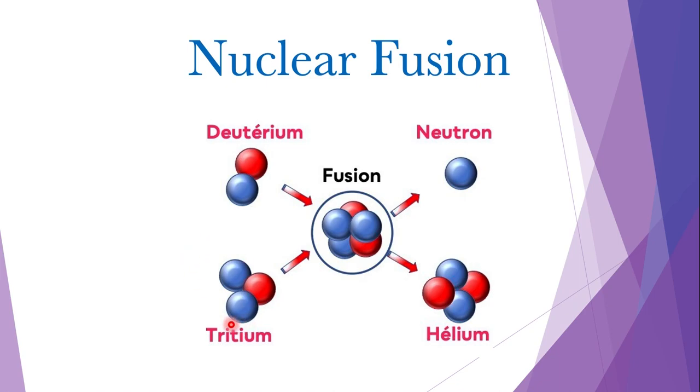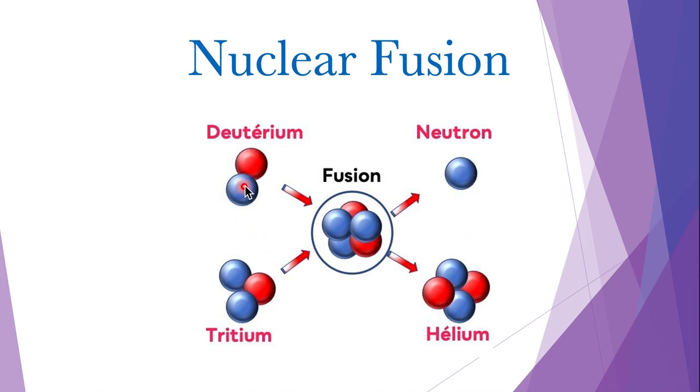So the equation for this reaction would be the deuterium plus the tritium, arrow, which represents the change when they both get together, they fuse together, they form a helium and a neutron. Don't forget, a neutron again is released, just like in nuclear fission. So a neutron is released in this way.